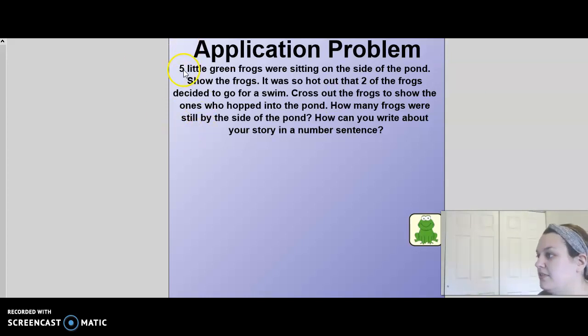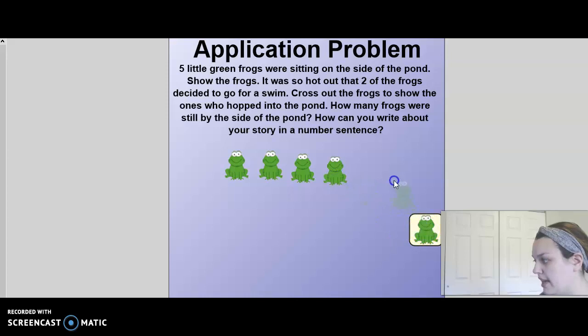Okay, so it says 5 little green frogs were sitting on the side of the pond. So I'm going to move 5 frogs, and you can either draw 5 frogs or draw 5 circles or squares or triangles, whatever is easiest for you. Just draw 5 though. Okay. It was so hot outside. 2 of the frogs jumped in the water and decided to go swimming.